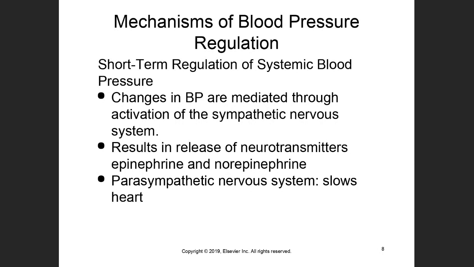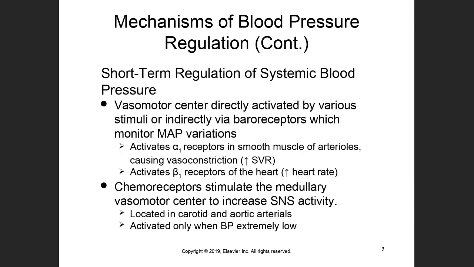Of course, when you activate the sympathetic nervous system, you release the epinephrine and norepinephrine that cause vasoconstriction and increase the blood pressure. Okay, and the parasympathetic nervous system is the relaxation. You have vasodilation, and you slow the heart rate and lower the blood pressure. We have a vasomotor center directly activated by various stimuli. We have the MAP, we have activation of the alpha, the beta receptor.